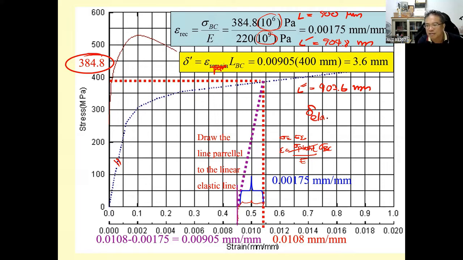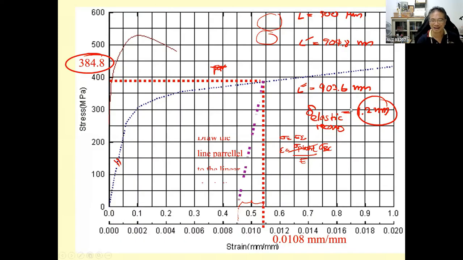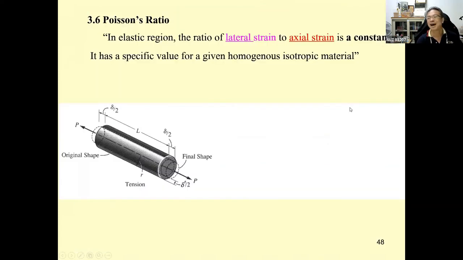So the elastic recovery deformation is going to be 4.8 minus 3.6. That is going to be 1.2 millimeter. You can determine the strain recovery over here. This is going to be 1.2 millimeter, this is going to be 3.6 millimeter, and the total is 4.8. So that is for this kind of problem.